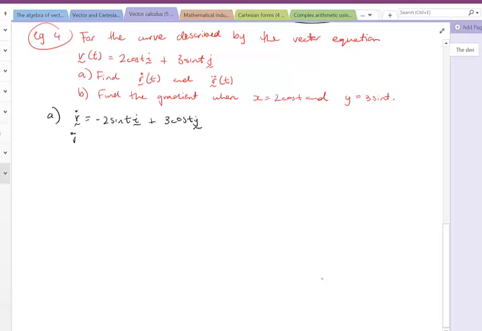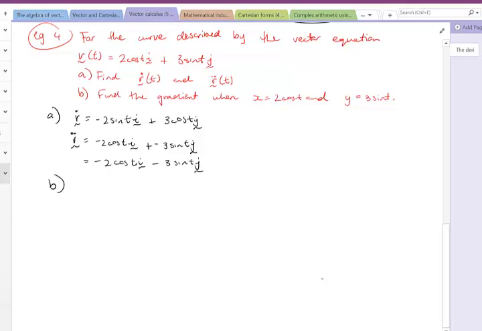Nice and easy. The second derivative is going to be the derivative of the first derivative. So derivative of sine is cos, and derivative of cos is negative sine. So it means we end up with negative 2 cos t i subtract 3 sine t j.